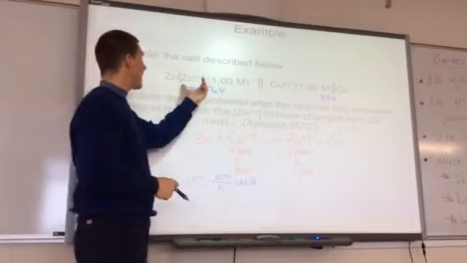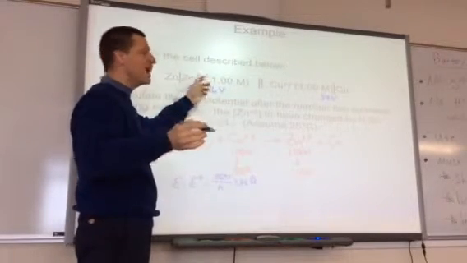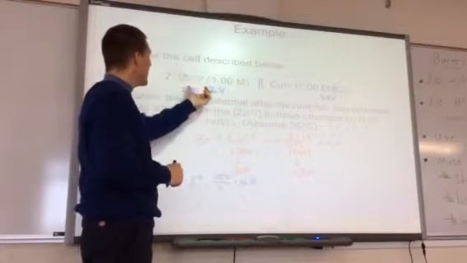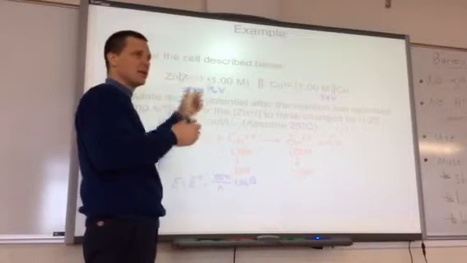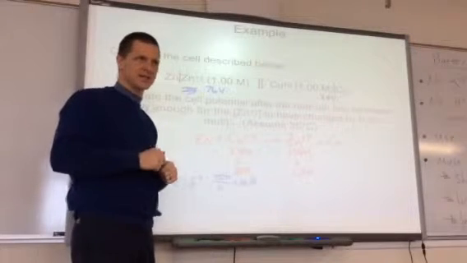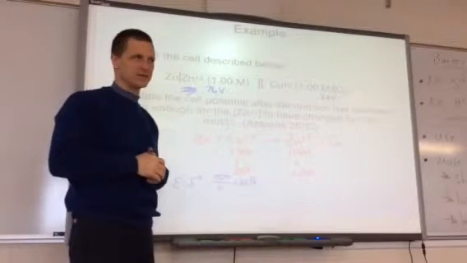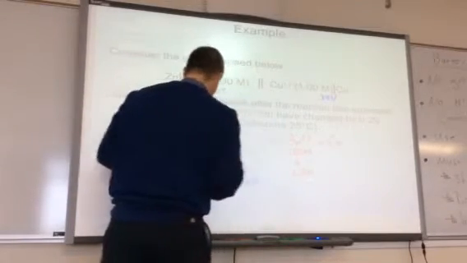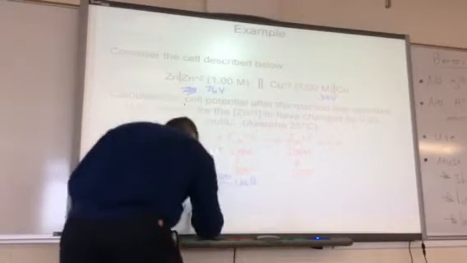By the way, this was found on the table as a reduction, so it had to be turned around. It was negative 0.76 as a reduction. That's how we get the positive 0.76, because now it's oxidation. Okay? So the standard, this number right here, is 1.1 volts.